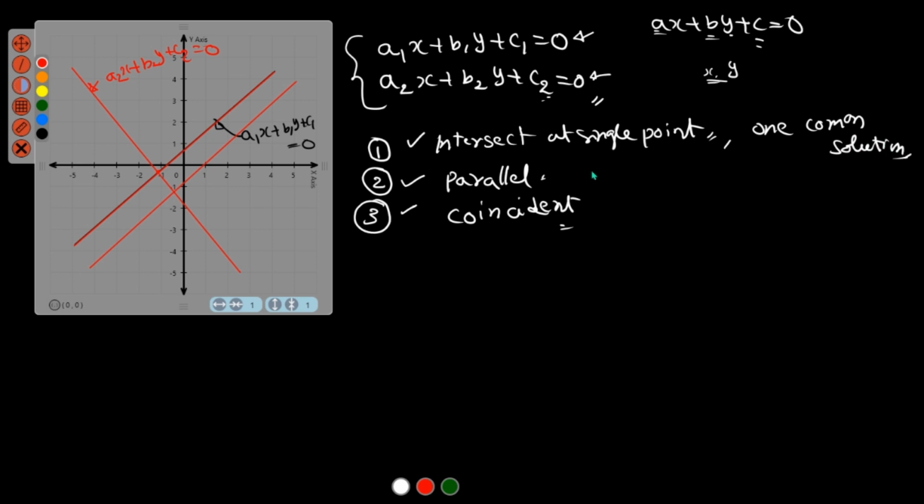When the lines are parallel, both go parallel and never touch each other, so there is no common solution. For the coincident case, both lines coincide one over the other, so all the points satisfy both equations. That's why it has infinite common solutions.